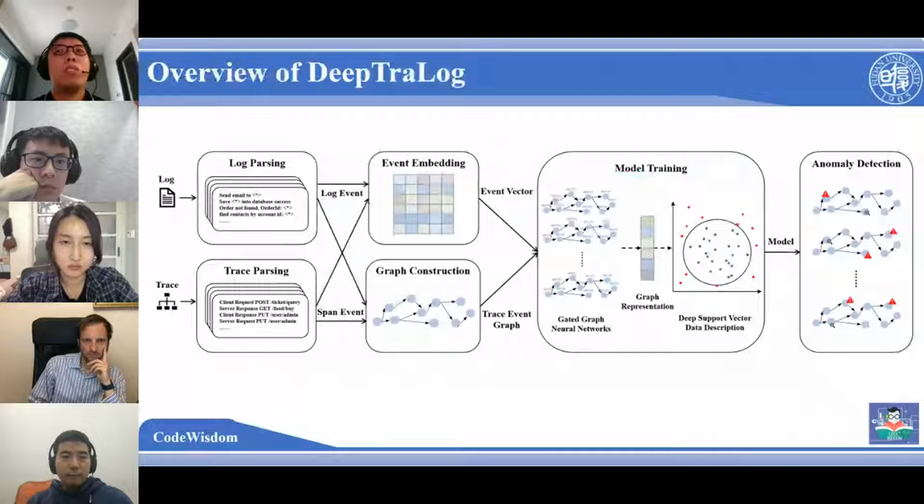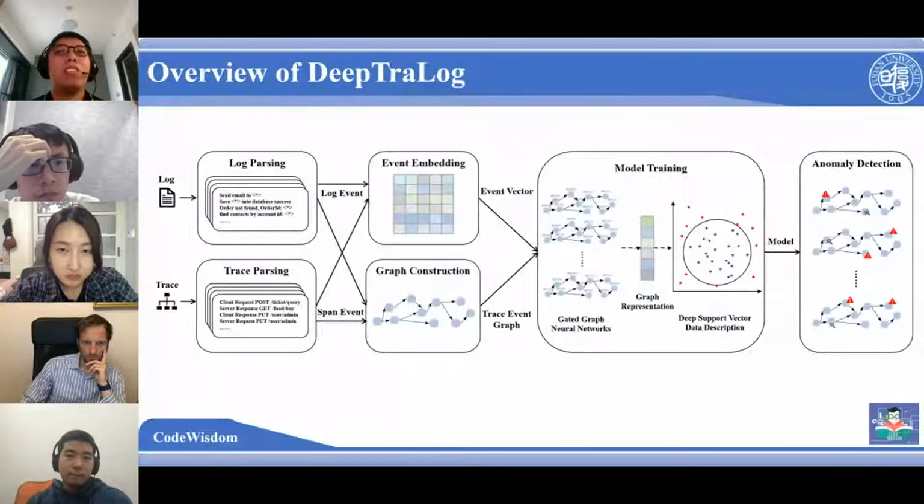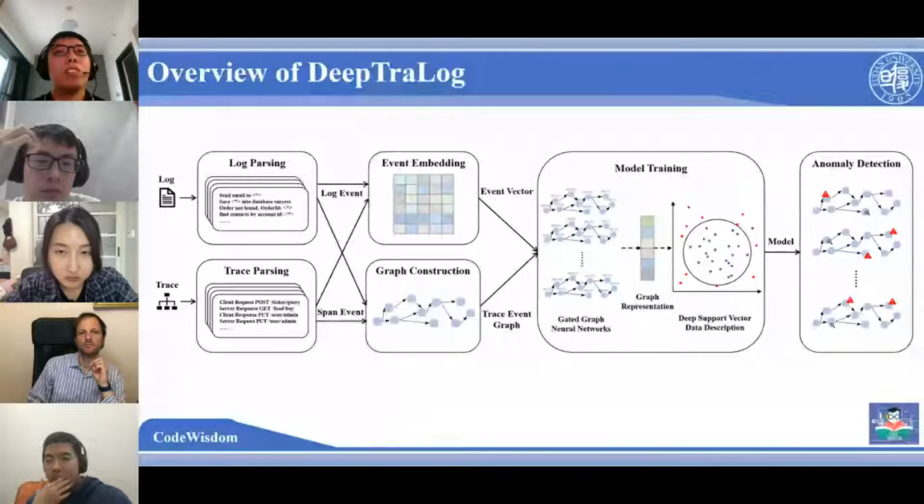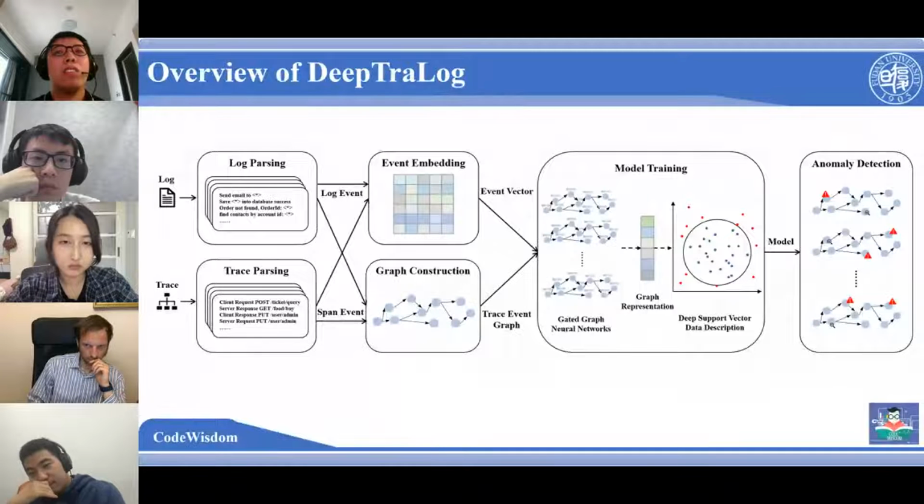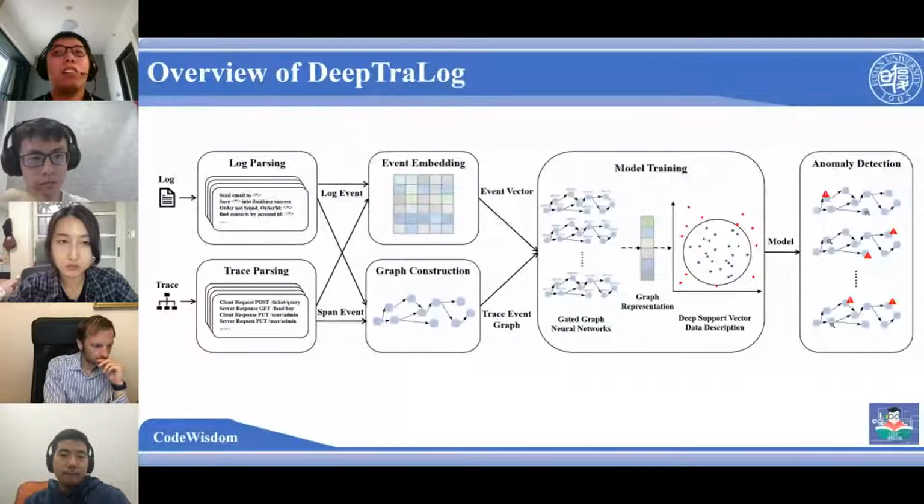This is the overview of DeepTraLog. It includes 6 steps. We can see the first 2 steps are log parsing and trace parsing. In these steps, we parse log and trace into log events and span events. And then we use GloVe and TF-IDF to embed span events and log events into event vectors. And we construct the trace event graph for each trace to represent the relationships between the spans and the log events of the trace. And finally, we train a gated graph neural network-based Deep SVDD model, which learns a latent representation for each graph and minimizes the hypersphere that includes the representations of the graphs in the training set. So in online anomaly detection, the traces outside the hypersphere are determined as anomalous.